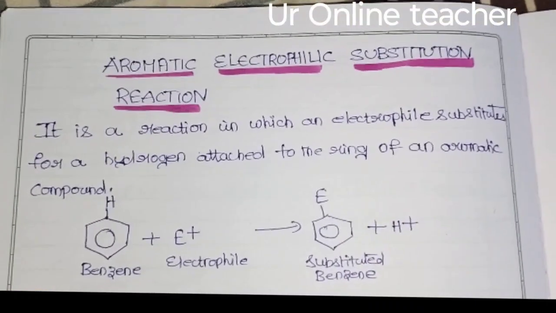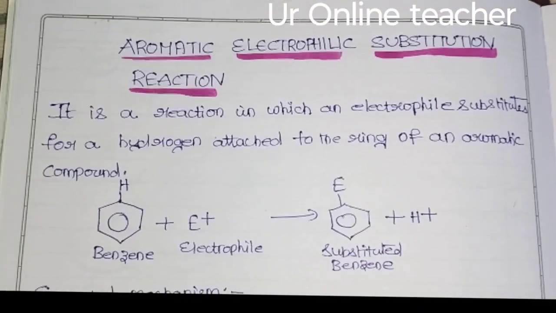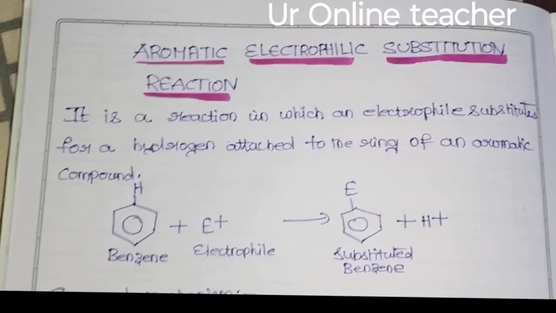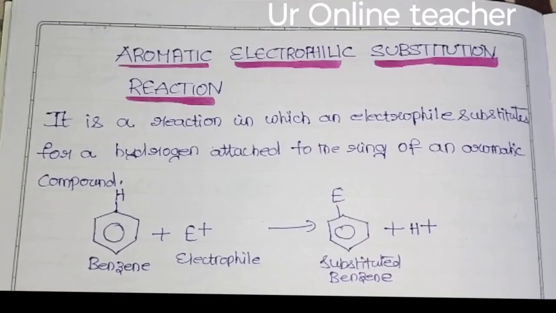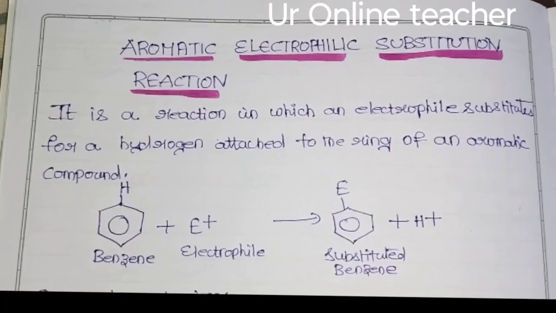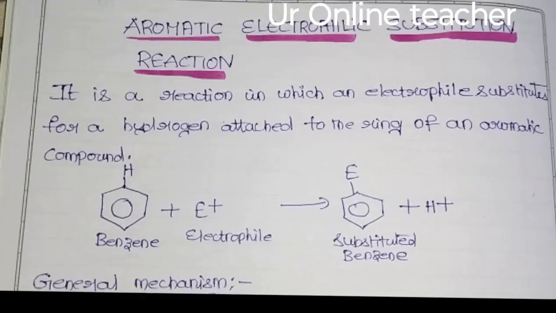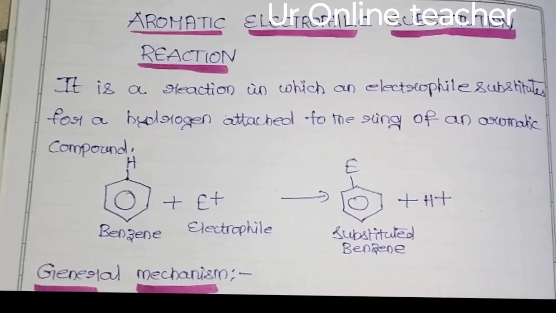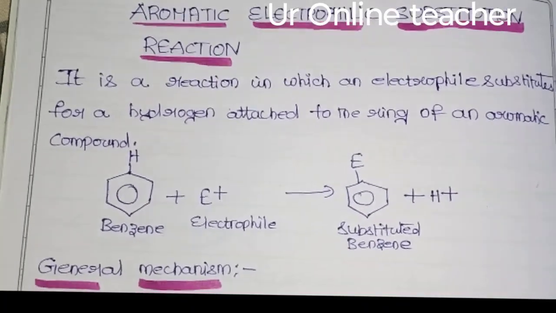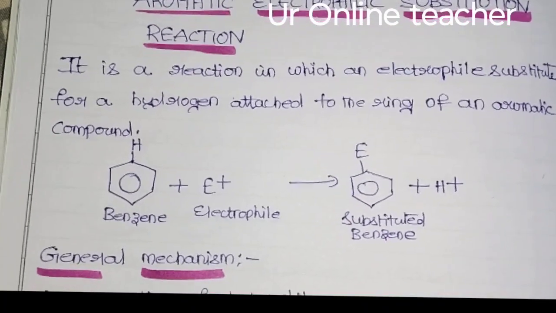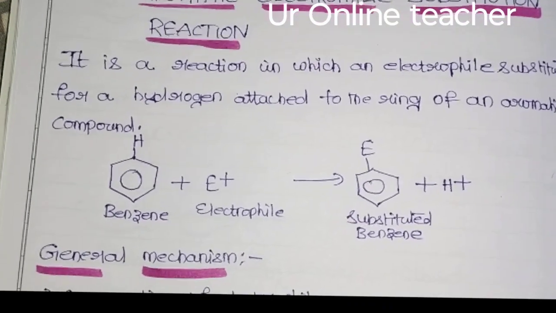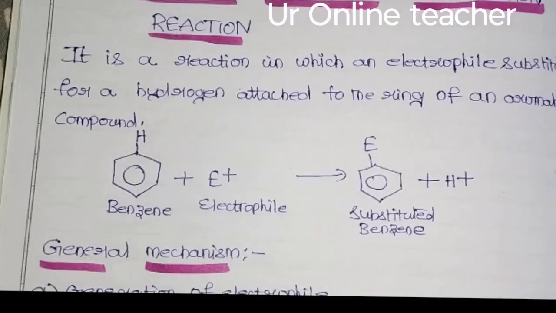Hi students, today I am going to explain an important topic, aromatic electrophilic substitution reaction. So when we say aromatic, we remember benzene. Benzene is the most common aromatic compound. It contains 3 double bonds, as we know. All these 3 double bonds are involved in resonance.